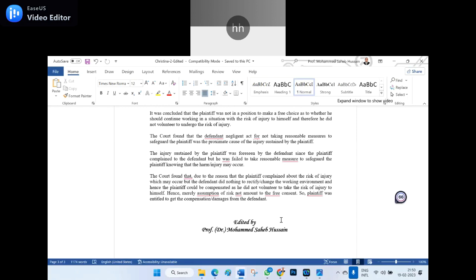So the fifth issue is: the court found that the plaintiff complained about the risk of injury which may occur, that the defendant did nothing to rectify the change in the working environment, and hence the plaintiff could be compensated as he did not volunteer to take the risk of injury to himself. Hence, mere assumption of the risk does not amount to free consent. So the plaintiff was entitled to get compensation or damages from the defendant. That is the conclusion for the fifth issue.